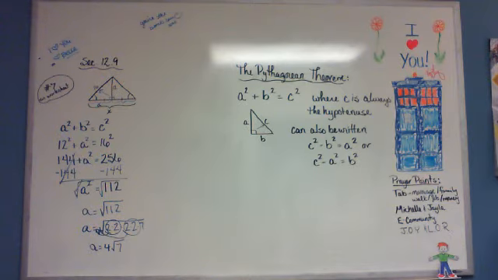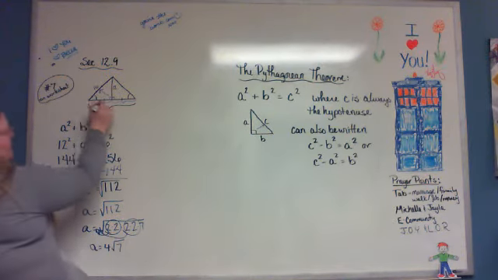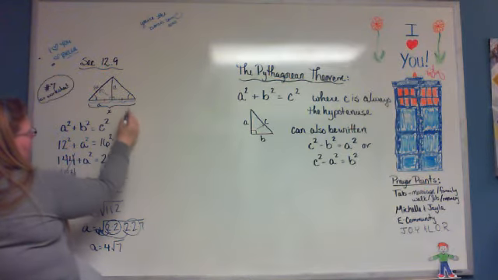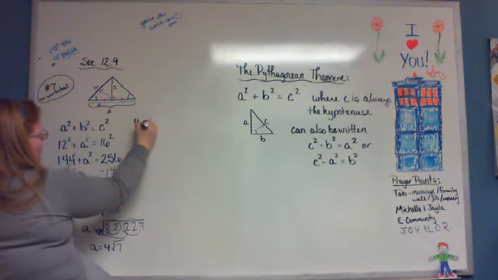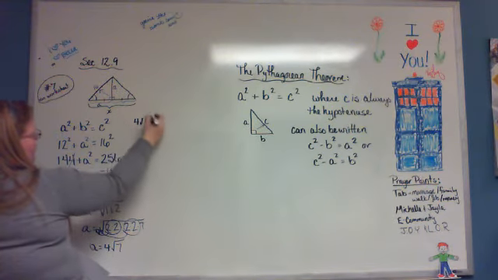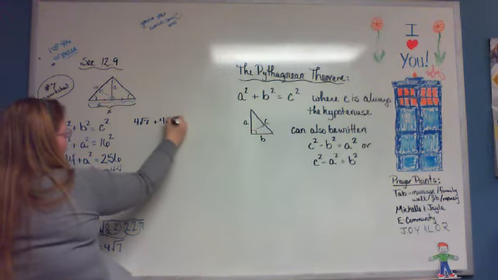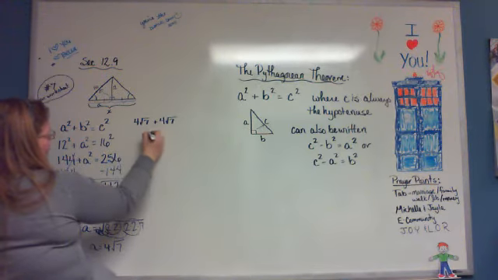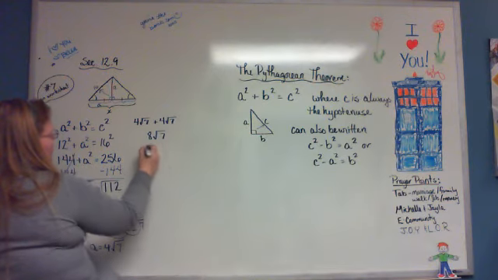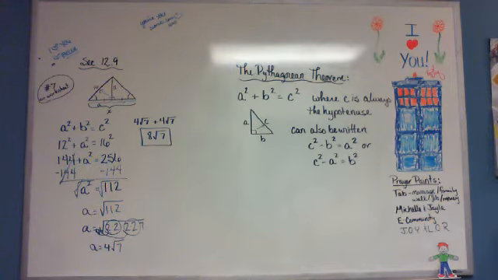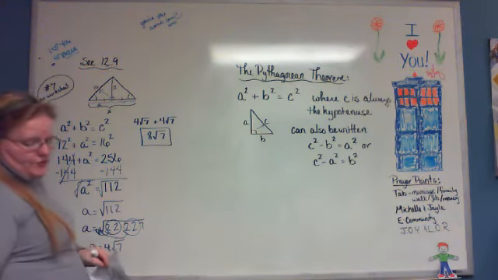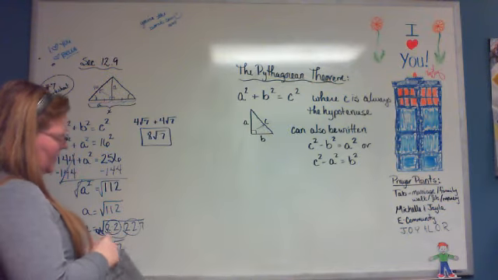But that's not my answer. That's what this side is. They wanted us to find the whole side over here. So if A is equal to 4 square roots of 7, that means the other side must be equal to 4 square roots of 7, which means X must be 8 square roots of 7. Because that's what they asked us for. That's why I did number 7. And that's the way I'd want you to leave your answer too. No decimals. Can't leave them as decimals.